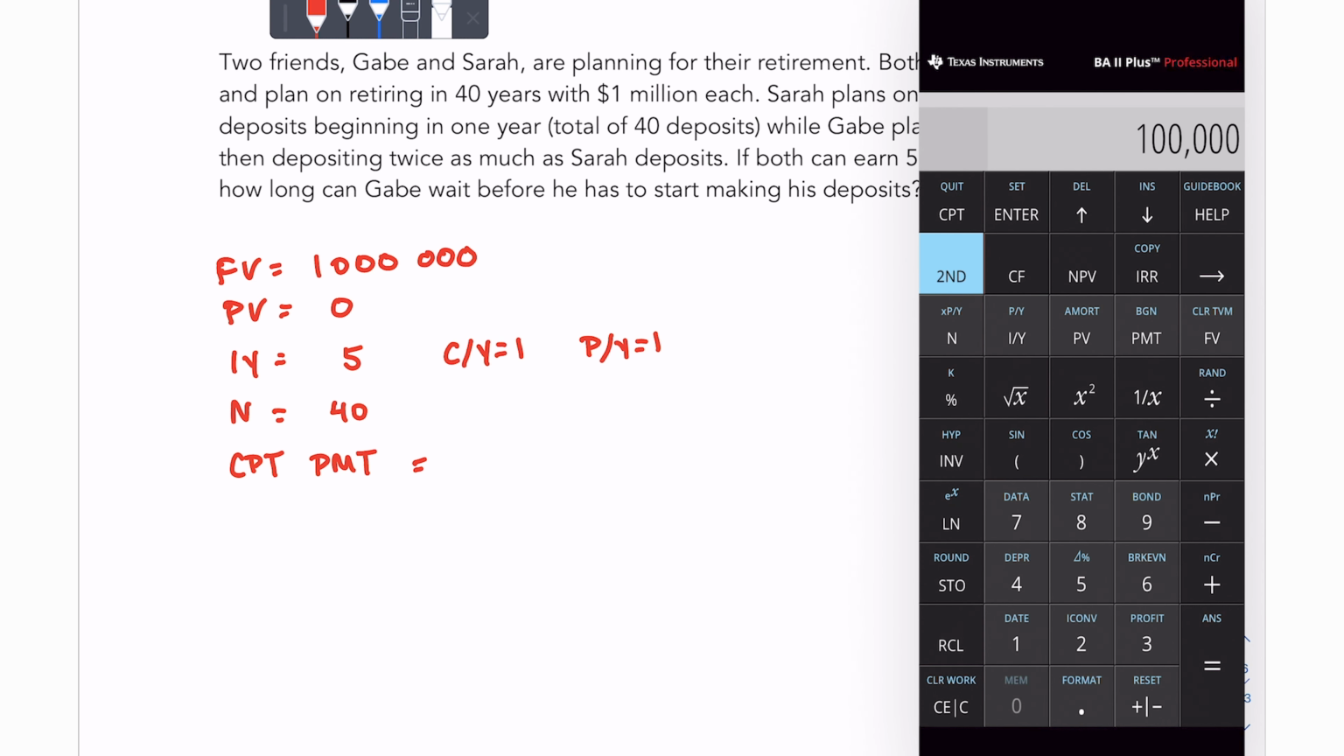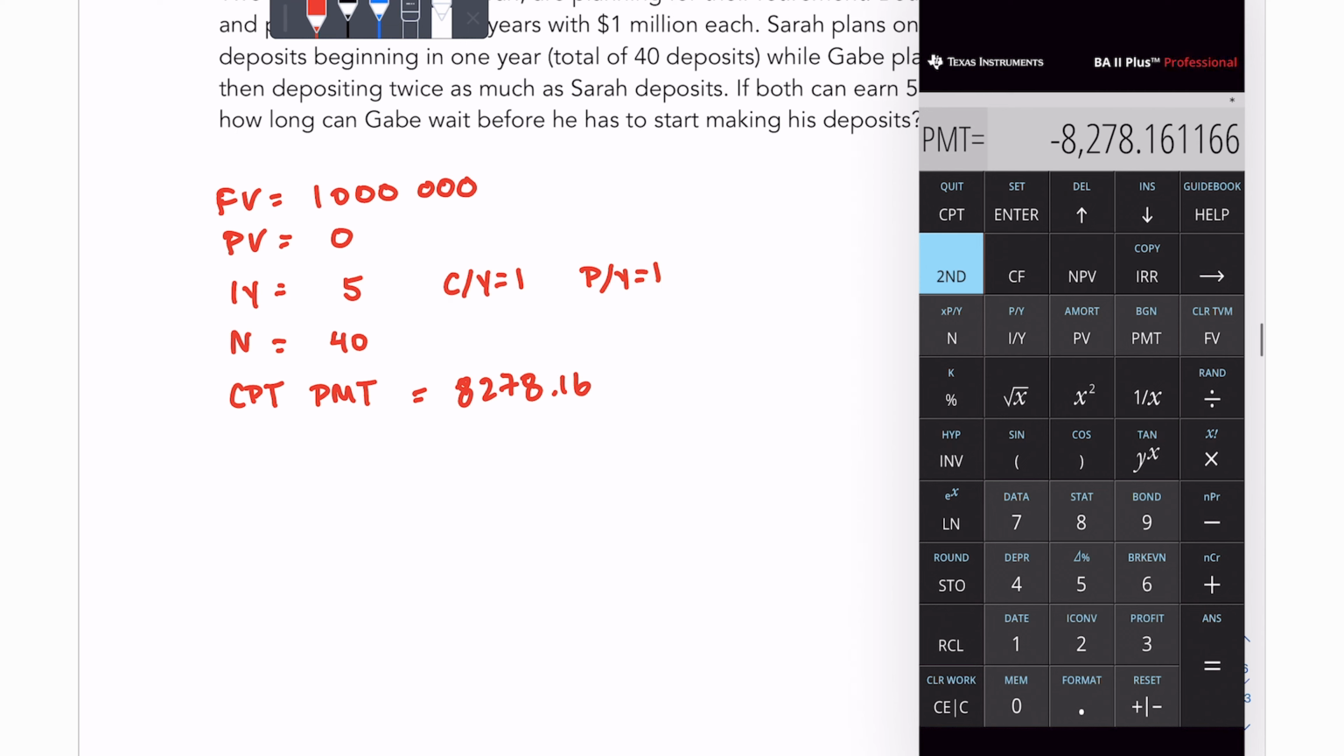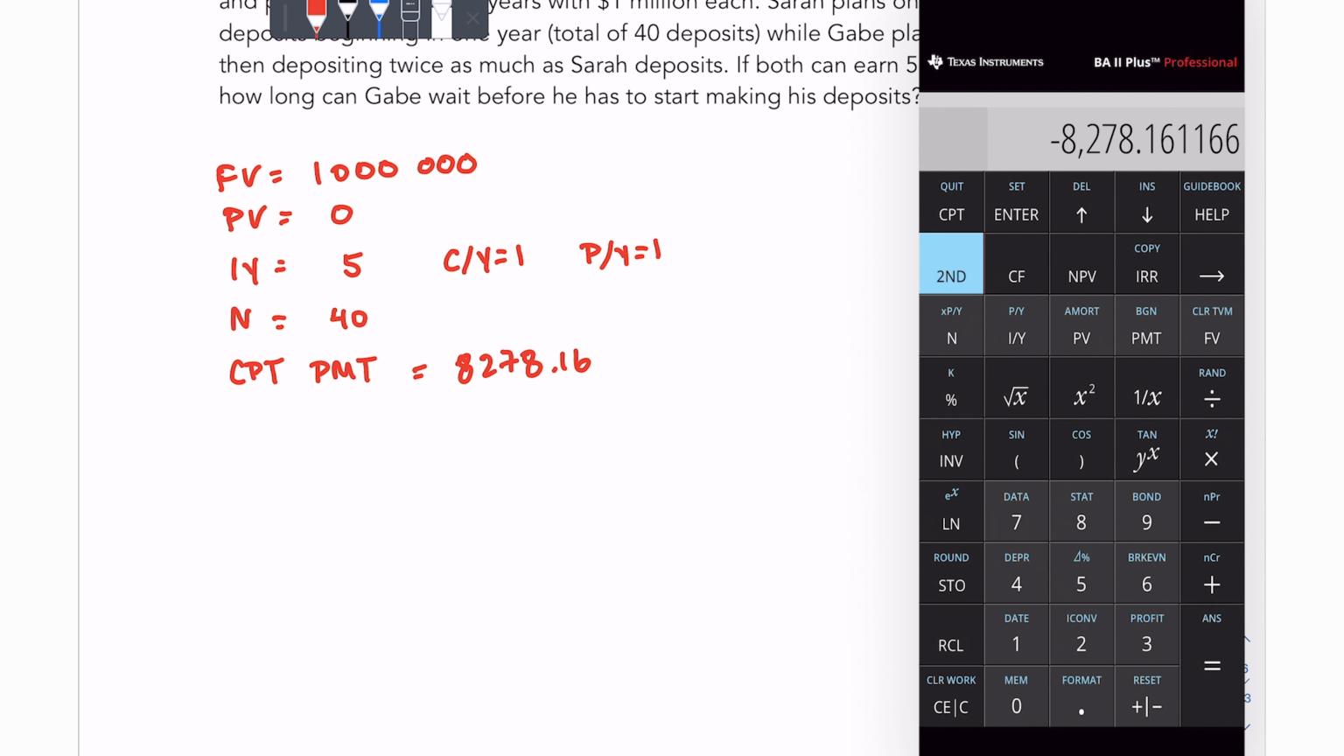So 1 million future value, 0 present value, 5 IY. And I'm going to go into my IY and switch PY and CY to 1. So the fastest way is just to clear them. So second clear. See, they're both 1 now. Get out of there. 40 N, compute PMT. 8,278.16. Now, since Gabe is going to invest twice as much, I'm going to multiply that by 2, and that'll be his payment. So his payment now will be 16,556.32. And we're going to make that negative for the calculator to understand that he's giving up this money so that he can get back $1 million later.